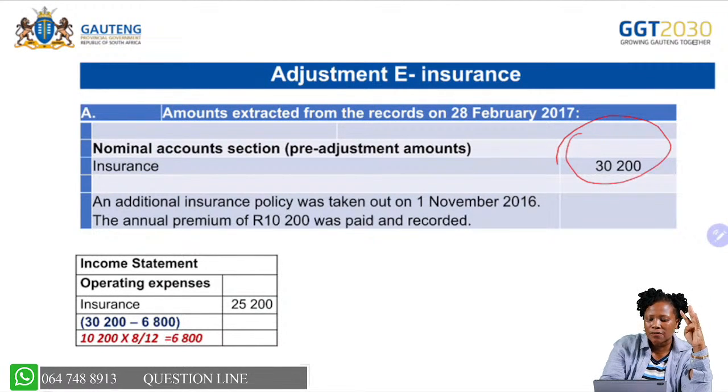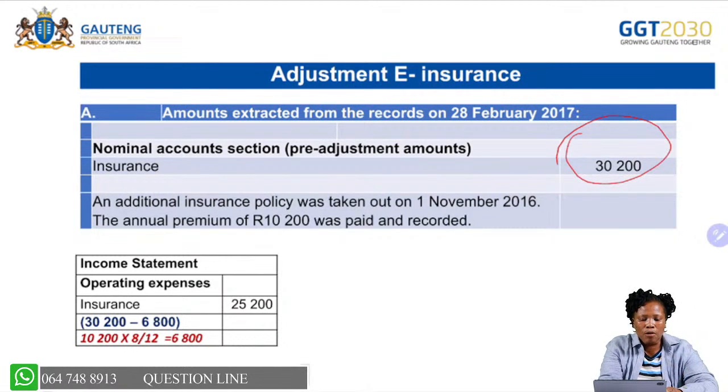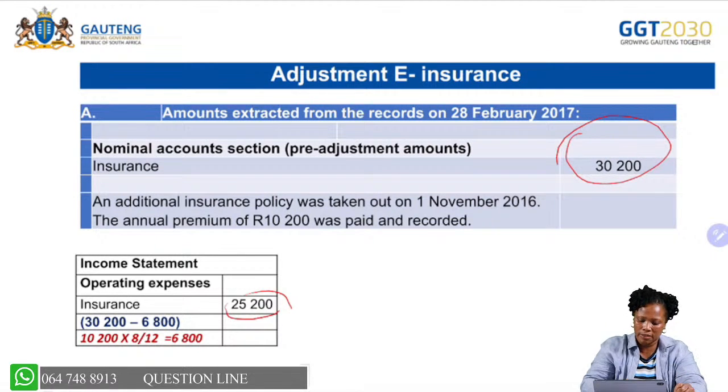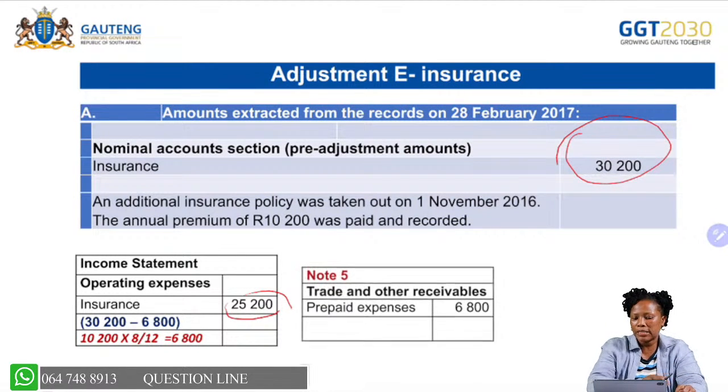And that is going to give us what? 6,800 rands. And then we are going to take out the 6,800 rands because we don't need it for this year in our records. Otherwise, it is going to inflate our expenses. And that's not good. Okay. You will see now this is the amount that we are going to record in our income statement, 25,200 rands.